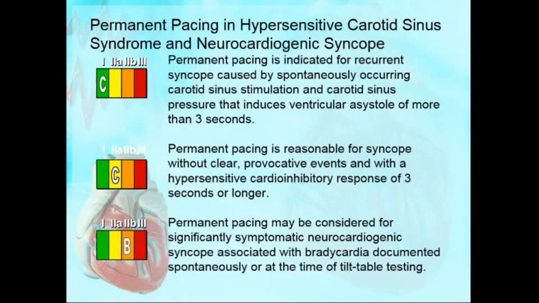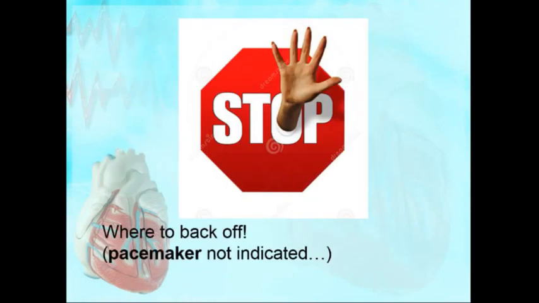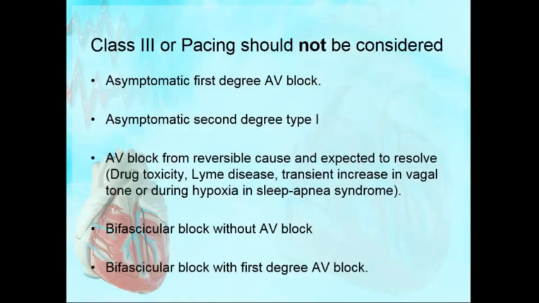Okay, neurocardiogenic, forget that. Now, when to back off: pacemaker not indicated. They like questions on when not to do things on board exams also. As an internist, they want you to be cost effective and not do inappropriate consults and inappropriate procedures. So keywords again: asymptomatic AV block, don't do anything. Asymptomatic second degree type 1, don't do anything. And an AV block which is due to a reversible cause, don't do anything.